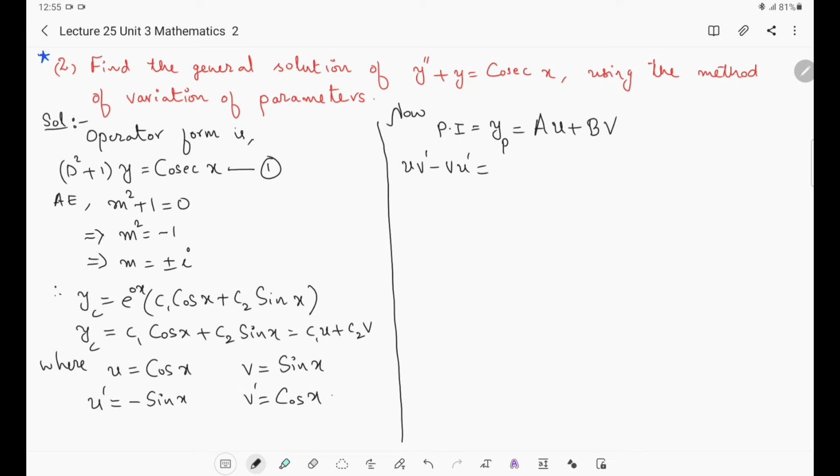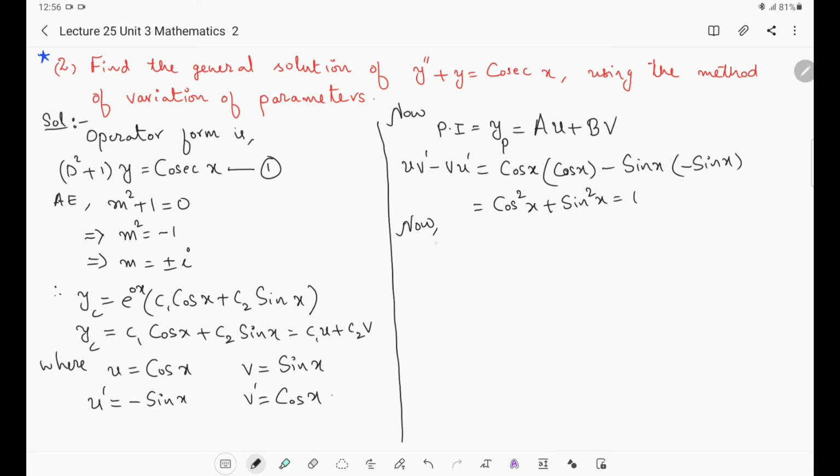What is u now? U is cos x, and v dash is also cos x, right? Then minus v, which is sin x, into u dash, which is minus sin x. What will we get here? Cos square x, minus becomes plus, sin square x, right, which will be 1. So u v dash minus v u dash we are getting to be 1.